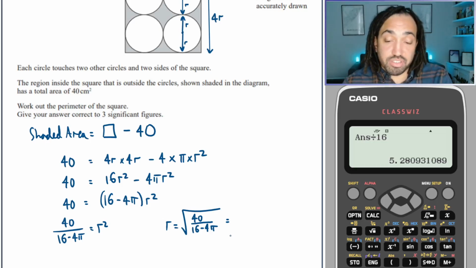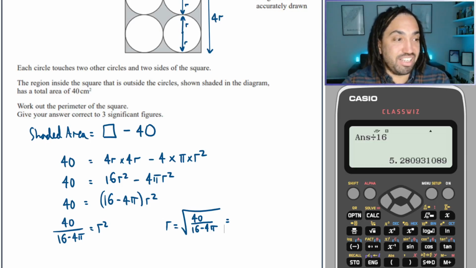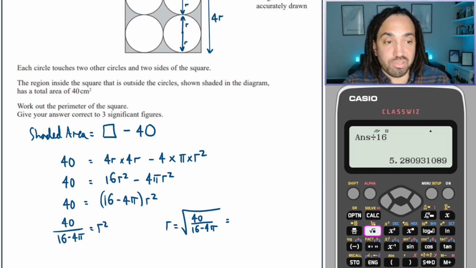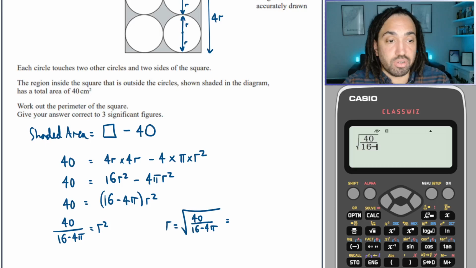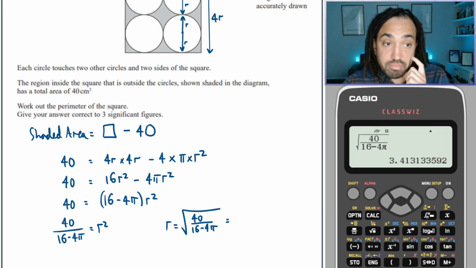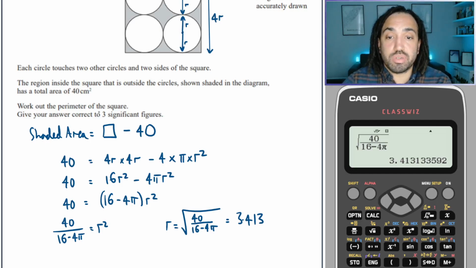Okay, I mean, I've just said all that, and I'm going to find out what the value is anyway, because it does say to 3 significant figures. I don't know, maybe I've just got my A-level hat on here, where a lot of the time you have to give your answer as exact values, but not always the case at GCSE. Anyway, that's the value of R, which is 3.413.